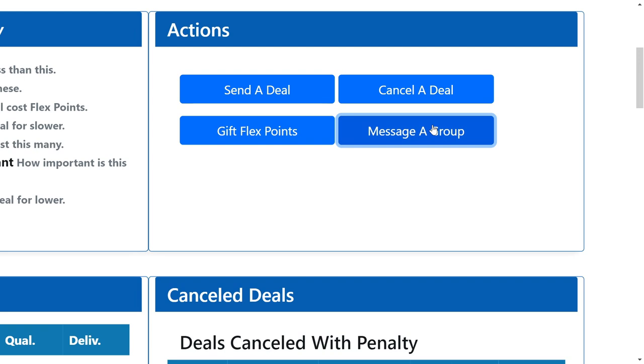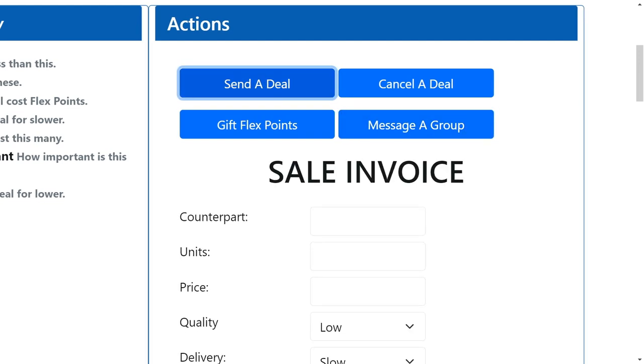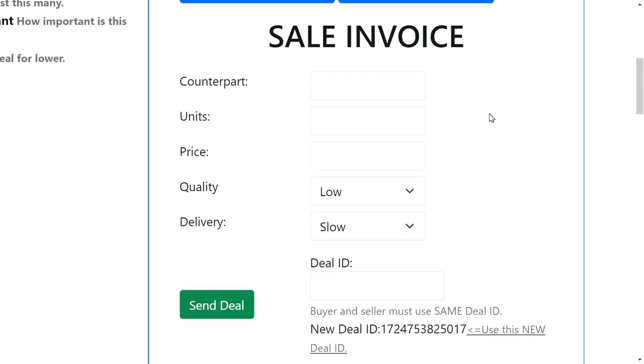Let's go ahead and make a deal. Maybe I talked to a group and I made a negotiation. We had an offer, a counter offer, and finally we agreed on terms. So I press this button here, and this is the sale invoice I'm going to send. You need to give some information here, and you need to be careful, because if you get this wrong, you're going to have to cancel the deal, or contact the other group that you sent it to by accident. It's very troublesome.